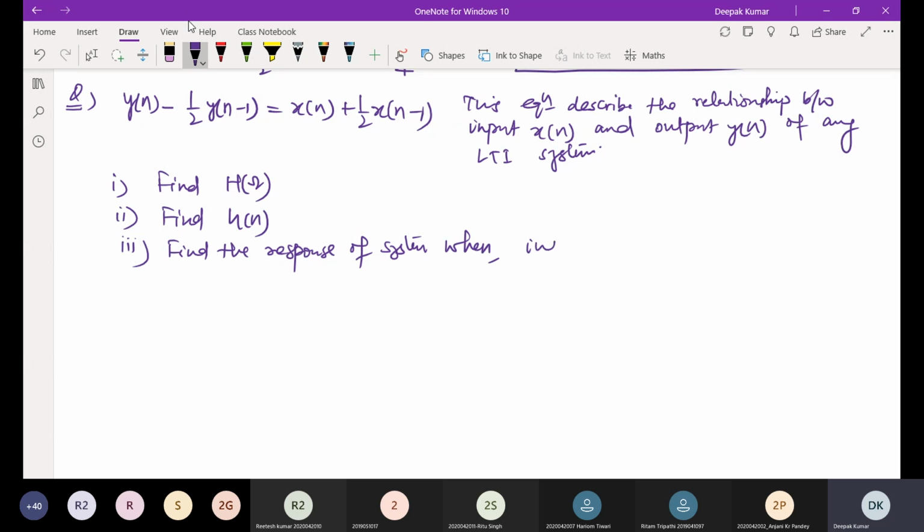when input x of n is equal to cos pi by 2 into n. Now the first two questions are quite simple. You can repeat from the previous concept that we have just discussed in this question. And the third question can be solved directly. If you find H of omega, then what to do?